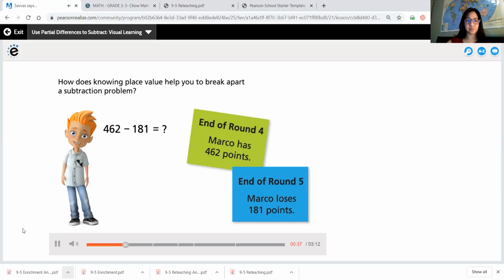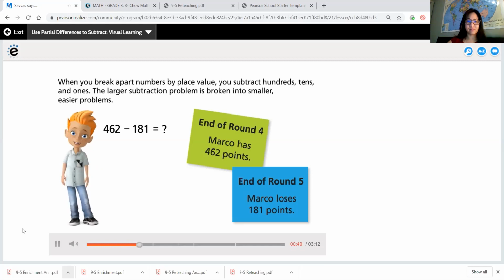How does knowing place value help you to break apart a subtraction problem? Place value can help you break a subtraction problem into smaller problems. When you break apart numbers by place value, you subtract hundreds, tens, and ones. The larger subtraction problem is broken into smaller, easier problems.